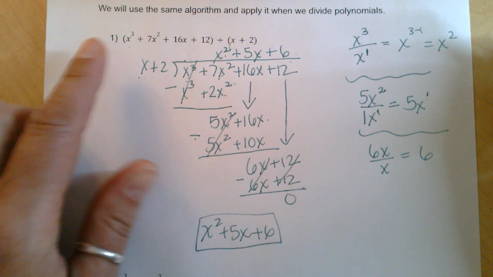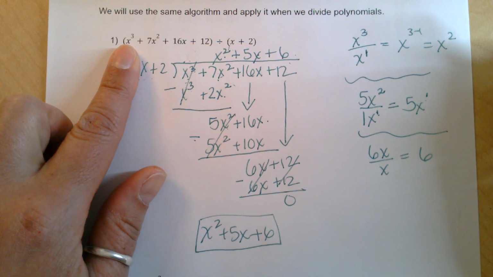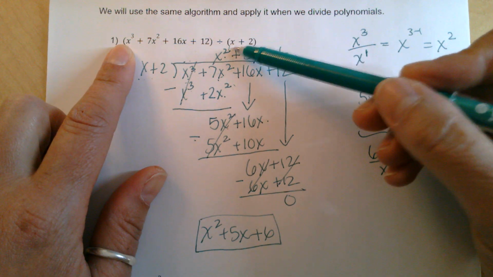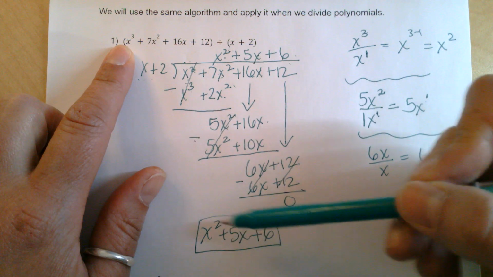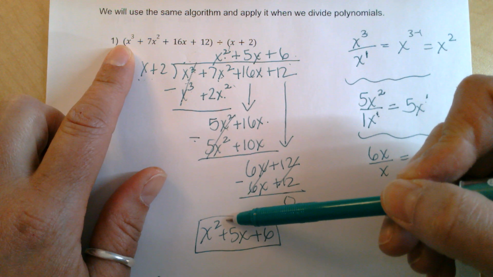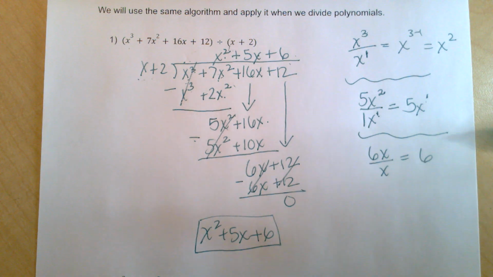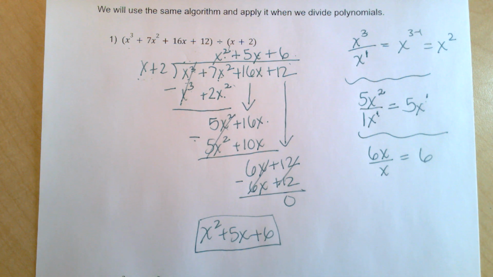And if we notice, we're dividing a cube by a first power. This is x cubed divided by x to the first. We come out with x squared as our degree here, that's what happens when you divide. You're going down one more degree, which is pretty cool.